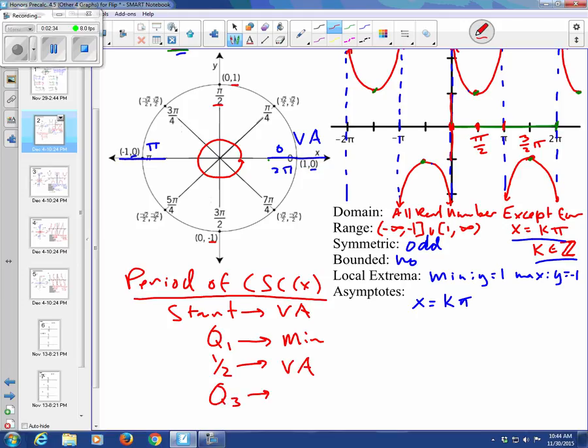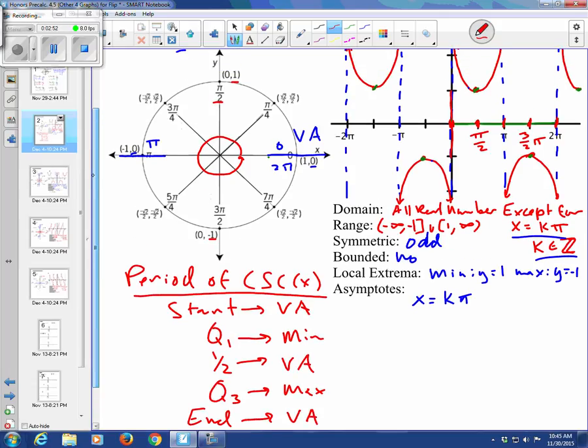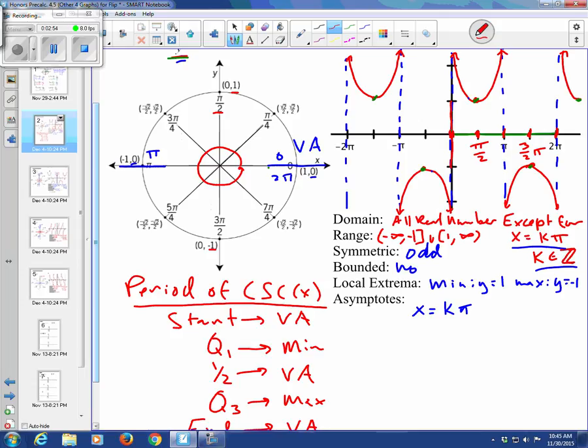Third quarter, we're going to see a local max, and that's happening at 3/2 pi for our period of 2 pi. So this is going to be a max. And then finally, we are going to end on a vertical asymptote again at 2 pi. So that's what one period of cosecant looks like.